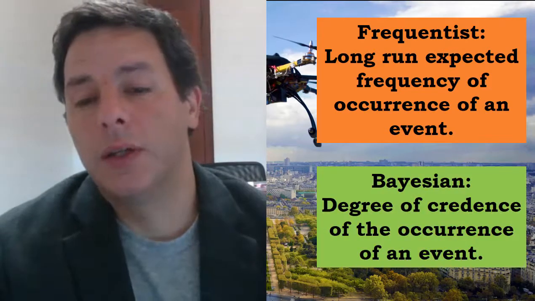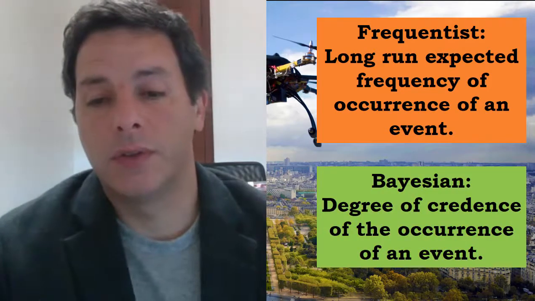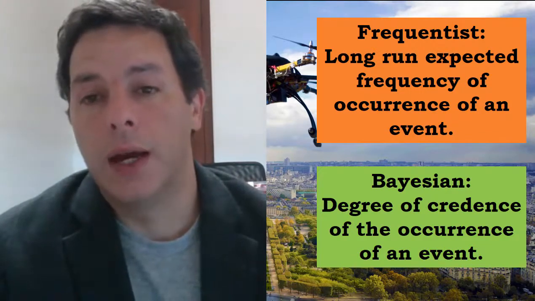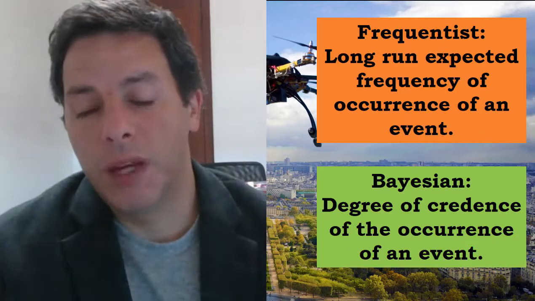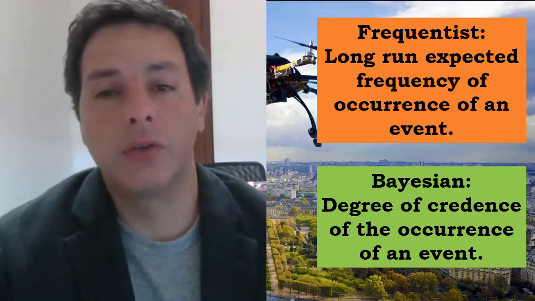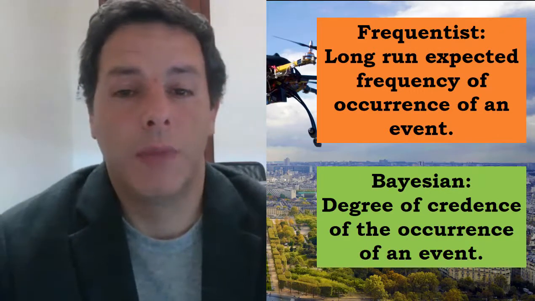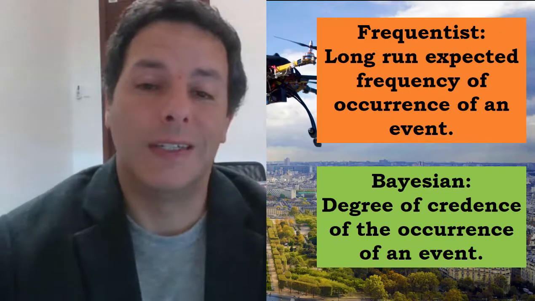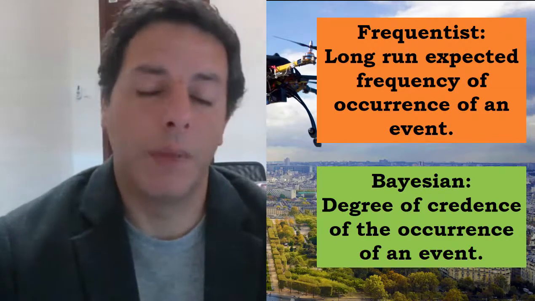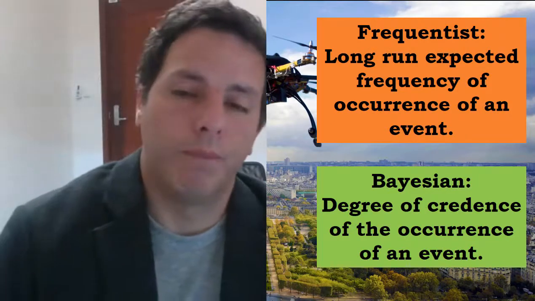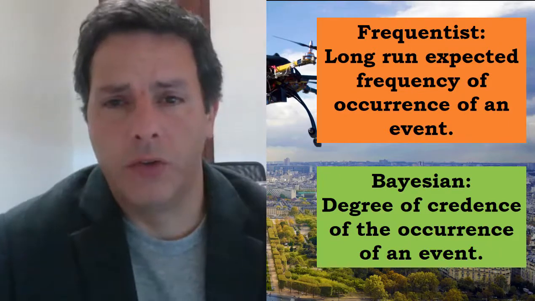But for the Bayesian, sometimes called subjectivist, probability is a degree of credence on the occurrence of an event. And to me, the Bayesian conception of probability is more flexible because you can assign probability to many things, many events, almost anything. You don't need the requirement that the event needs to be repeated over time. So these are the main issues in the conception of what is probability.